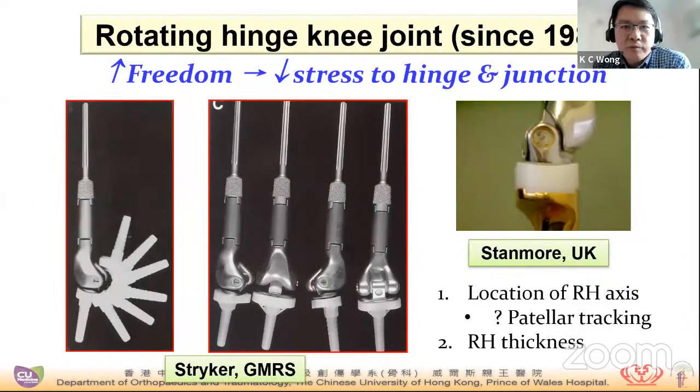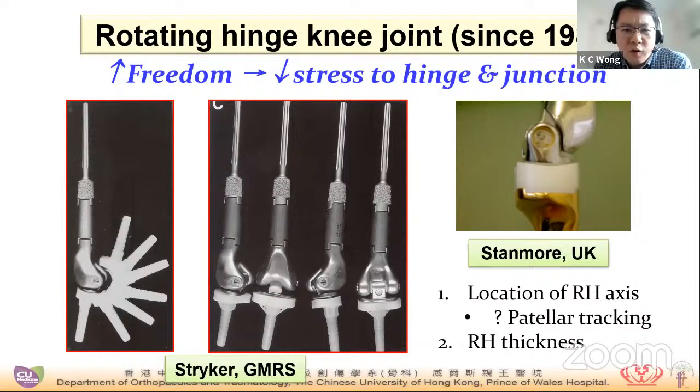At that time, when we thought of other options for prosthetic reconstruction, one of the things on the market was the rotating hinge. We thought that was a good start to minimize aseptic loosening of these implants, though there had been criticism of the disadvantages of using them.